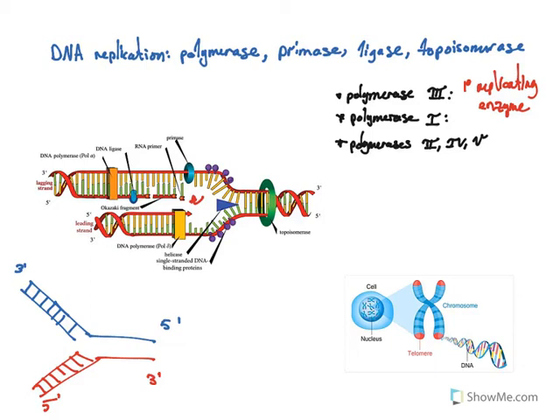DNA polymerase 1, on the other hand, is actually more of a cleanup function, which we will discuss later. And polymerases 2, 4, and 5 are involved in the DNA repair mechanisms.